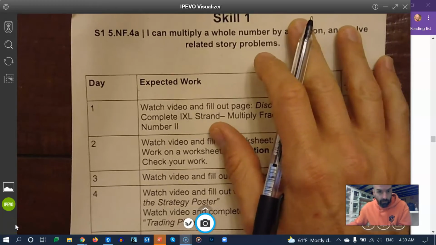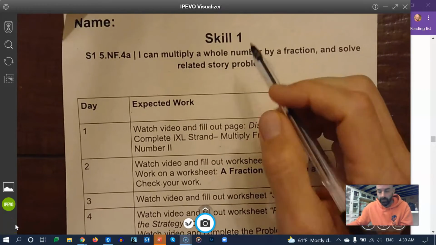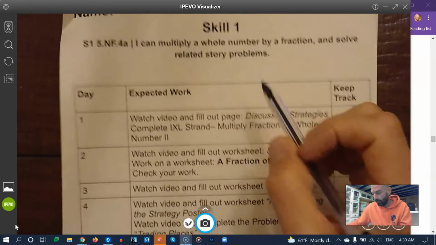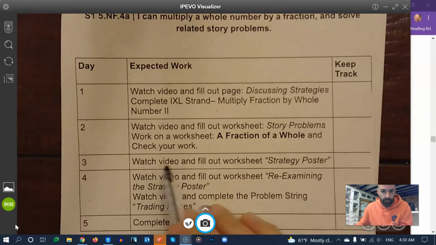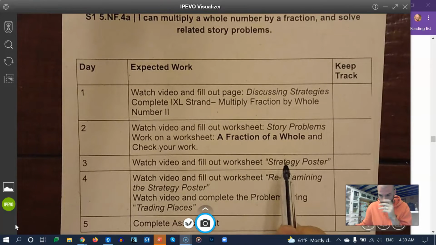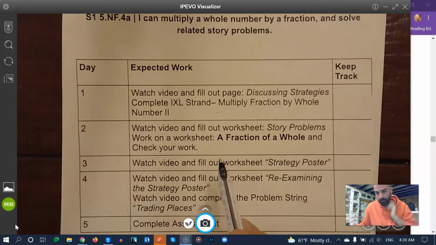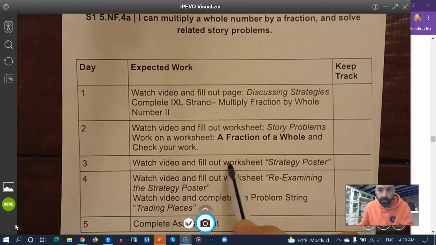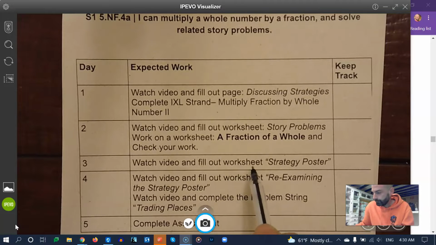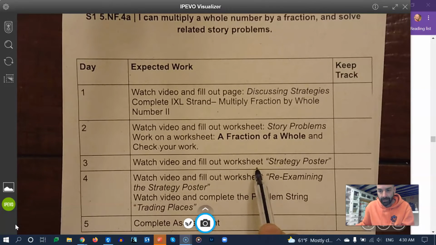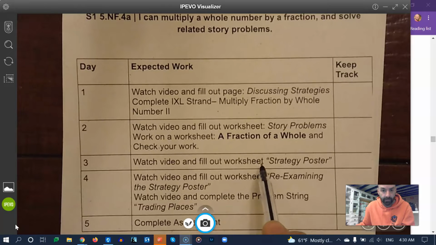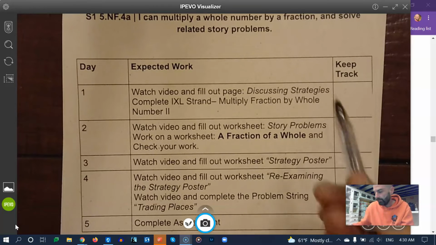All right, welcome to day 3 of Skill 1. Let's see what we're doing today. It says watch video and fill out worksheet for a strategy poster. It is pretty short, so I have decided to add some IXL because there is some other stuff in this lesson that we've already done, which is reflecting on the assessment that we took. And so I am going to add, I think, 2 IXL strands to the assignment, so please look at that.